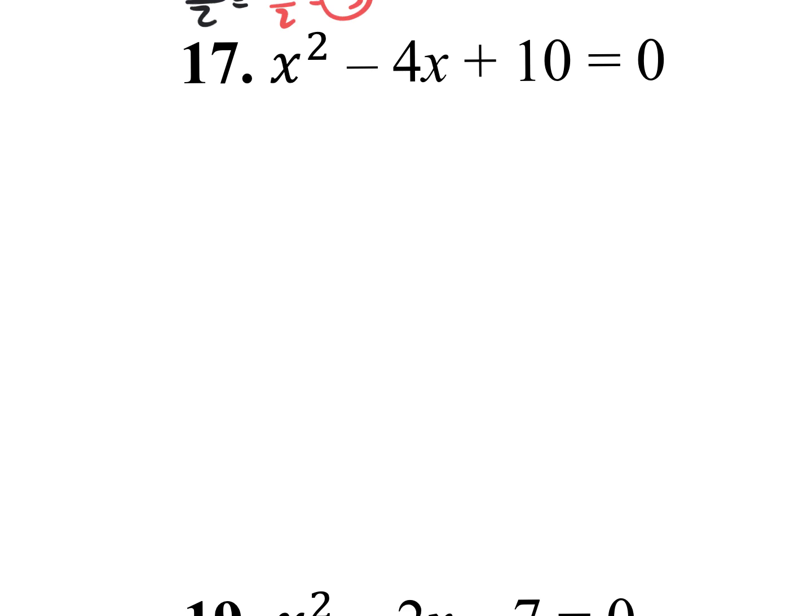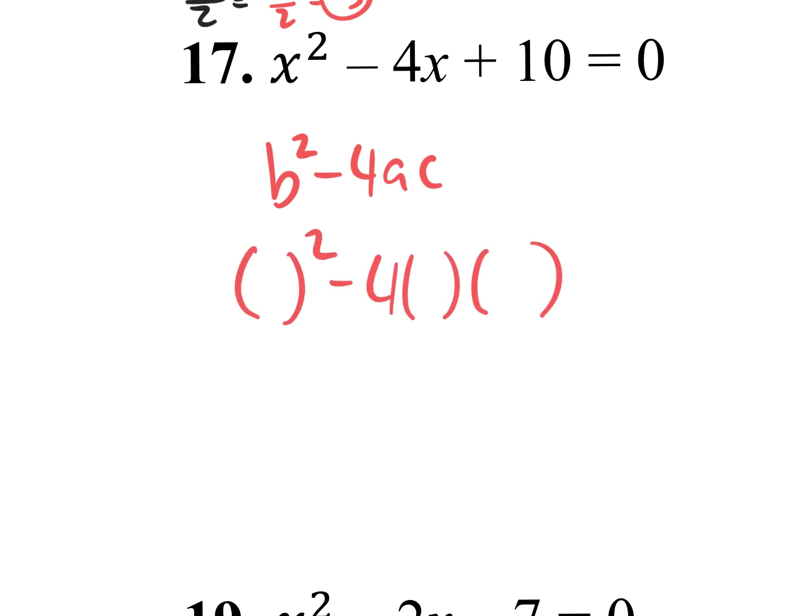So once again, we know that the discriminant is b squared minus 4ac. If it's positive, you get two real answers. If it's negative, you get no real answers, it's imaginary. And if it's 0, you only get one answer. So b squared minus 4 times a times c. The b value is negative 4, the c value is 10, and the a value is 1, right?